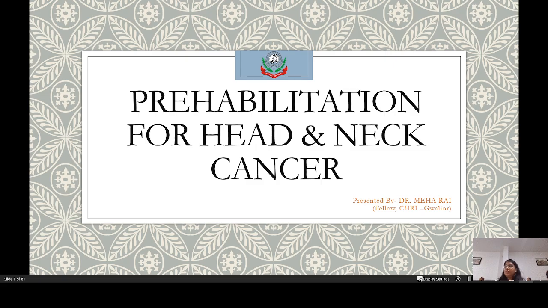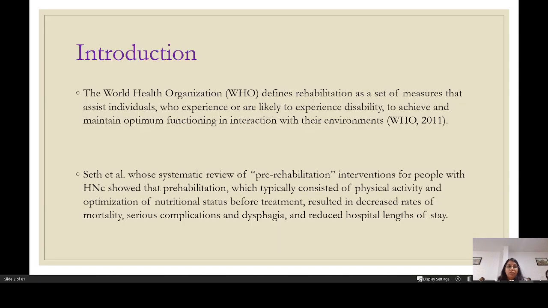Today's topic of presentation is rehabilitation for head and neck cancer. So, introduction. WHO defines rehabilitation as a set of measures that assist individuals who experience or are likely to experience disability to achieve and maintain optimum functioning in interaction with their environment.